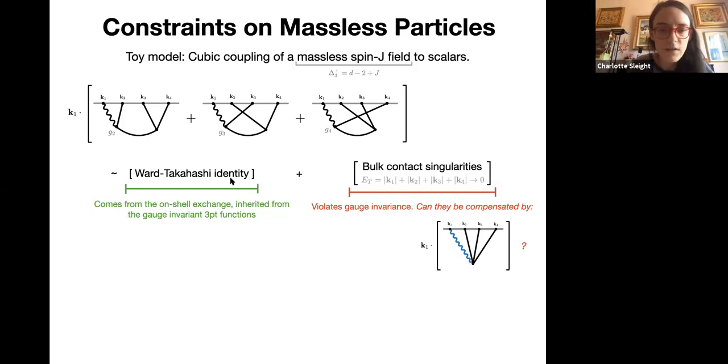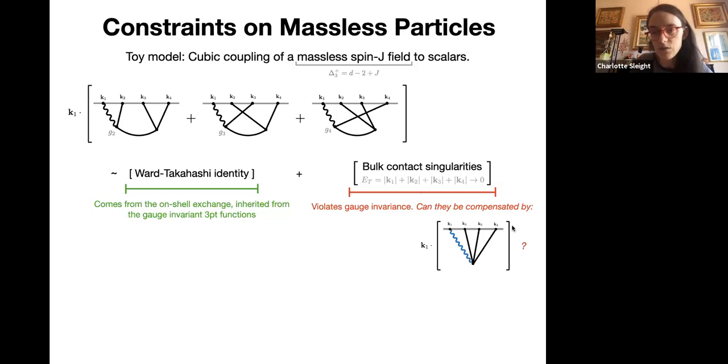But in addition to this, there are also terms that violate gauge invariance, and these come from the non-factorized part of the exchange. These terms correspond to bulk contact singularities. So they have singularities in the total energy variable ET at quartic order. In order to restore gauge invariance, one thing that you can ask is if there exists a local quartic contact interaction, and by local I mean with a finite number of derivatives, that would cancel these bulk contact singularities to help you restore gauge invariance.